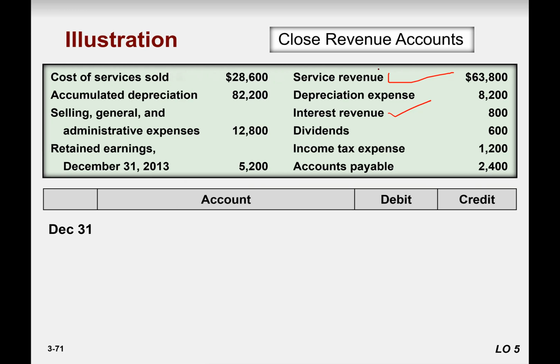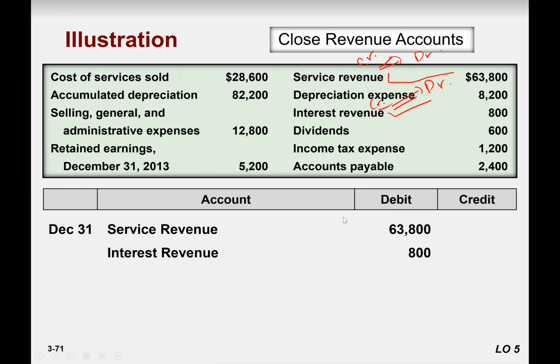Why? Because when we recorded this service revenue and interest revenue, we already made them credit. So we need to make the entry closing against the retained earnings. So retained earnings would be a credit, and they would now be changed to debit because we need to close down. That would be service revenue, interest revenue. Total amount is 64,600. Right, everyone? Right. Well done.